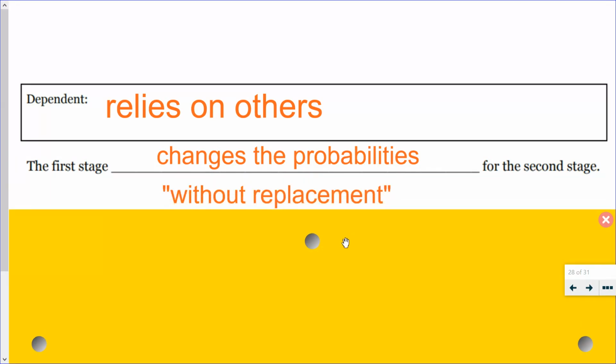Okay. Our key phrase with this is without replacement. What that means is that whatever we're doing, we are not putting back whatever marble we pulled from the bag, or whatever card we drew from the deck, or whatever person we selected to fill a role. Okay, we're not putting it back. It is not being replaced. That is what's going to change our probabilities.